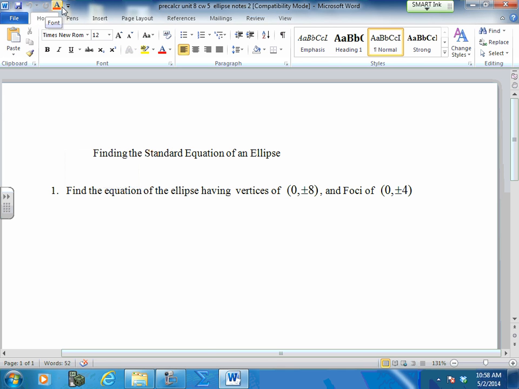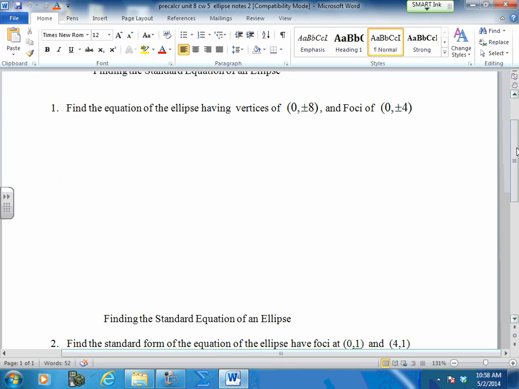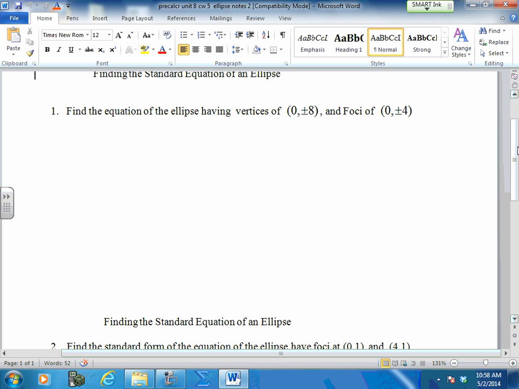Okay, so now, we're going to start with your sketch so that we know where our major axis is. And then we're going to build just the skeleton of your thing. So we're going to start here. I have a vertices of 0 plus or minus 8. So I'm at the 0. Which way am I going? Up or down or sideways? Up and down. Good. So this is my 0, 8.